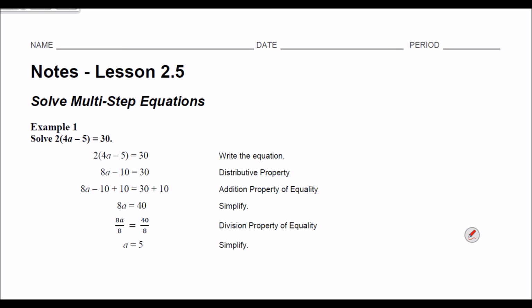Alright guys, we're here for the notes on lesson 2.5. This is where things get fairly challenging for a lot of people, okay? So 2.1, the one-step equations, for most people were easy. 2.2, the two-step equations, and 2.3, where you're writing equations, were really simple for almost everybody. 2.4, the last lesson, got a little more challenging with the variables on each side. But again, most people did really well with that.